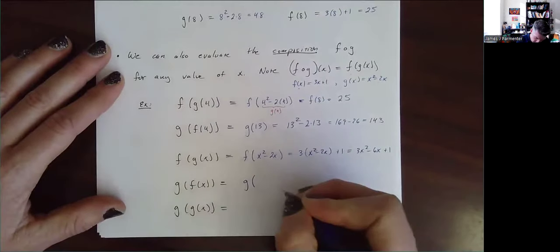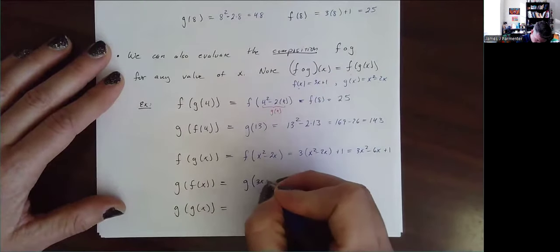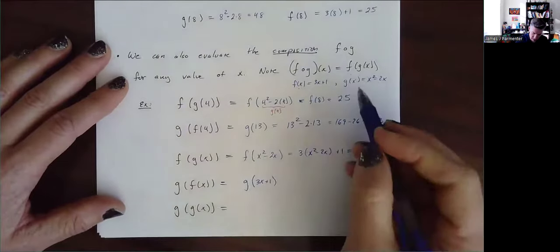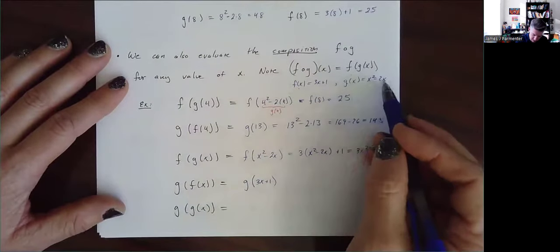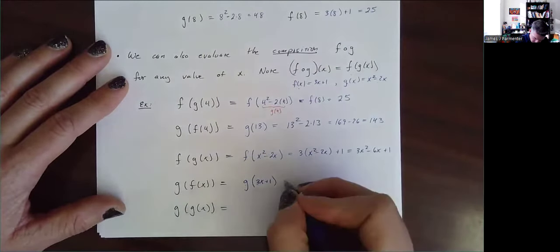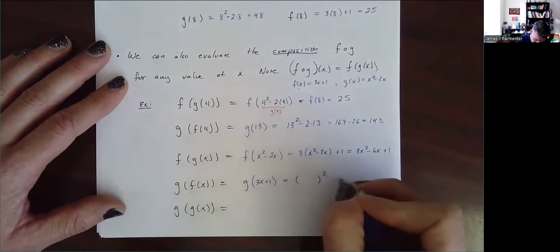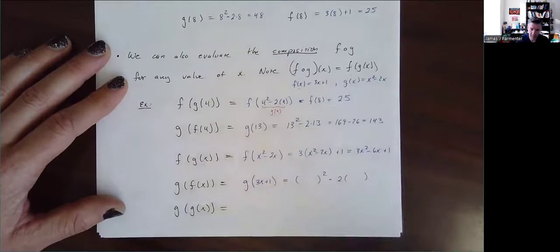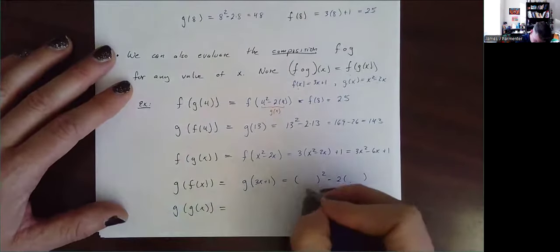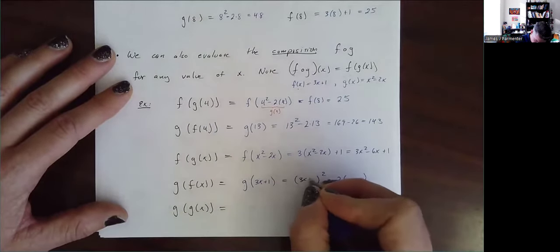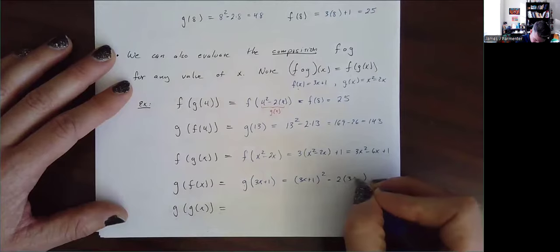That's going to be g of 3x plus 1. And then I know that g of x is x squared minus 2x. So g of some stuff is going to be the stuff squared minus 2 times the stuff. We can simplify that. And then we plug in the stuff, right? 3x plus 1 squared minus 2 times 3x plus 1.